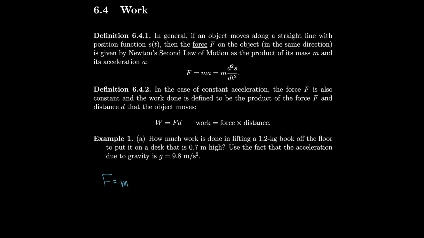In this case, the acceleration is due to gravity, so it's mass times g, which is 1.2 that we were given, because the book is 1.2 kilograms. Gravity is acting at 9.8 meters per second squared, so multiply by 9.8, and we get 11.76 newtons. So now we can calculate the work.